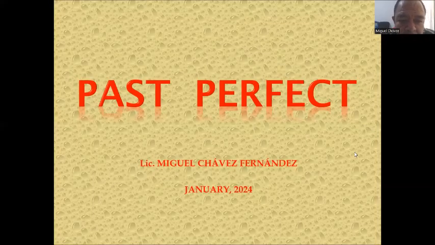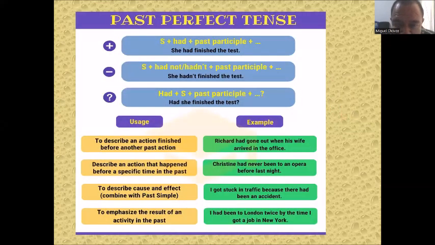Today we are going to talk about the past perfect. It's going to be very easy because you know the present perfect. We are going to change the present perfect to the past perfect. The structure is going to be the same for affirmative, negative, and interrogative.